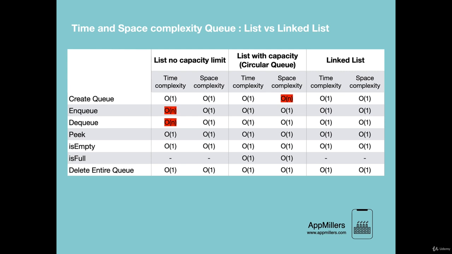Hi there. So till now we have created three types of queue using list and linked list. First we have created queue by using Python list with no capacity. Then we have created queue using Python list with the capacity, which is called circular queue. Then we have created queue using linked list.